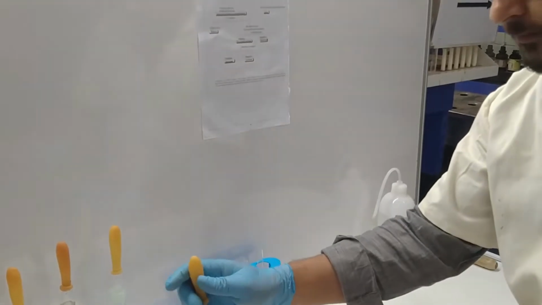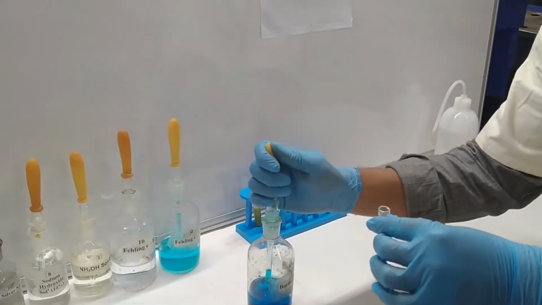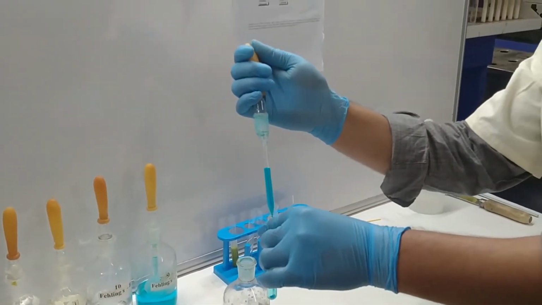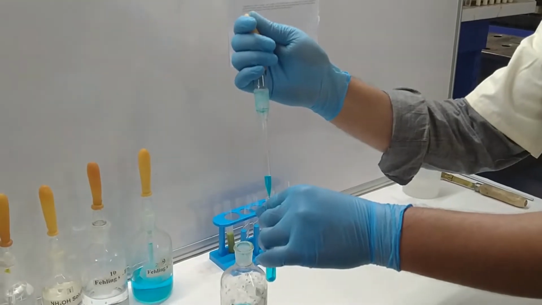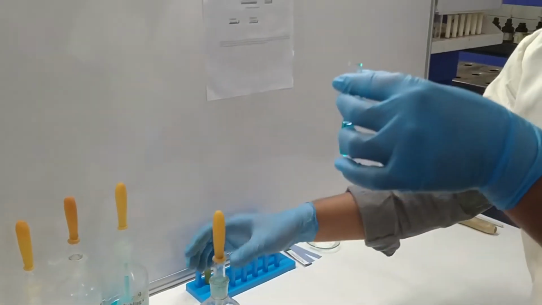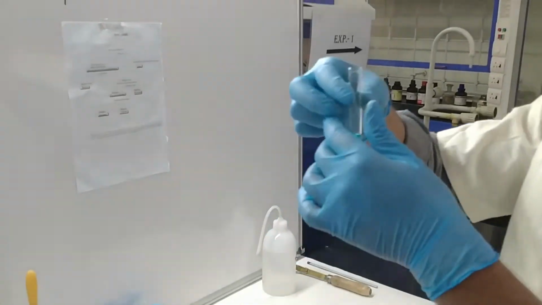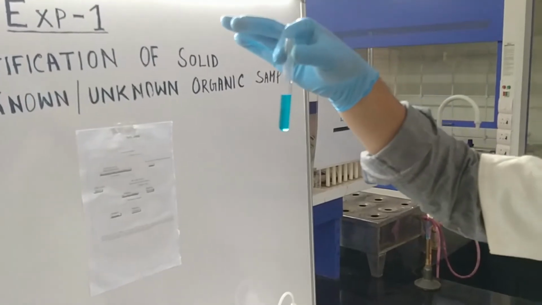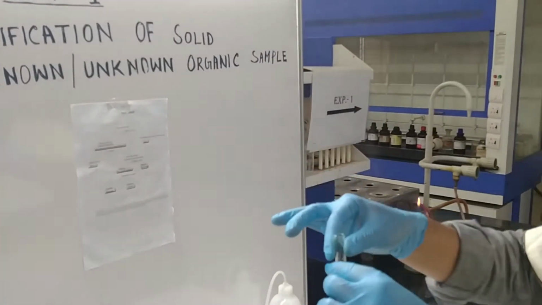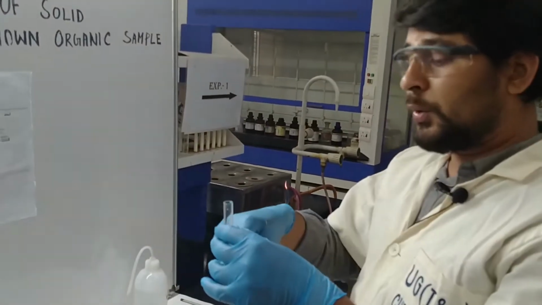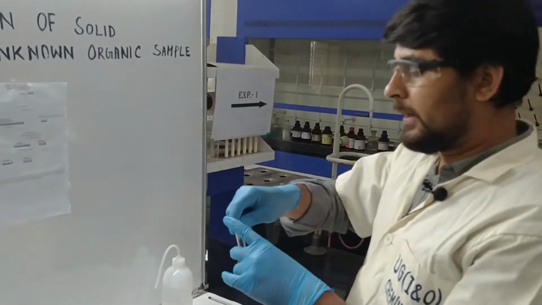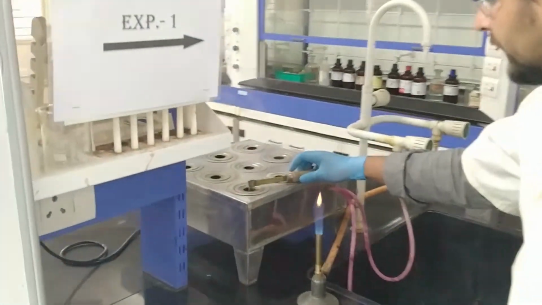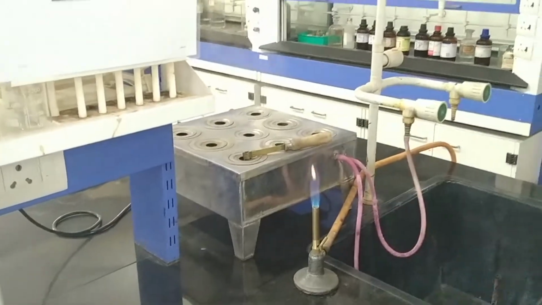Now I added the Barfoed reagent over here. So this is the color after adding the Barfoed reagent, you can see. Okay, so in this test also, we have to use the hot water bath. So using the test tube holder again, I put this one in the hot water bath. This also takes some time, so we have to wait.